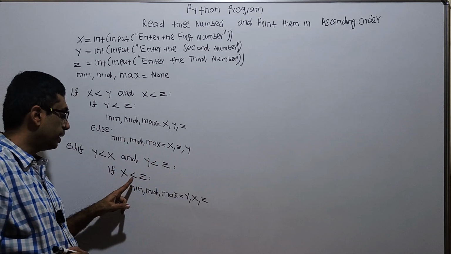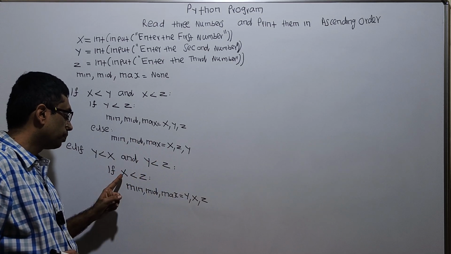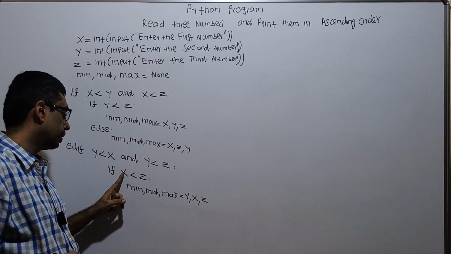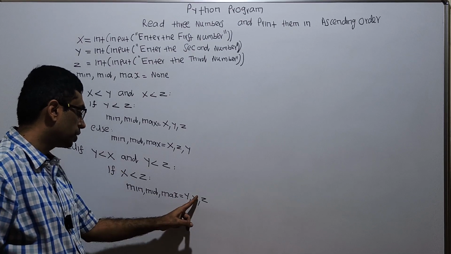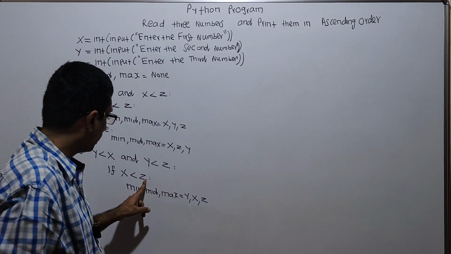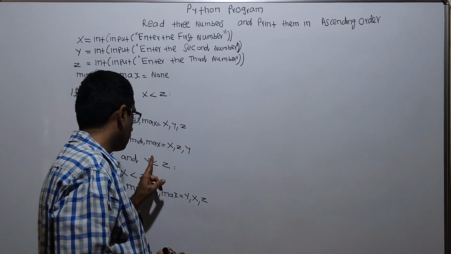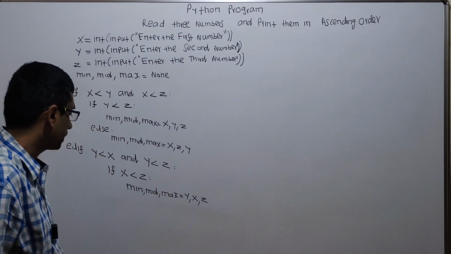Here the condition is true, x is lesser than z. It means x is greater than y and lesser than z. That means x is the mid. So x will be assigned to mid. So z is greater than x and at the same time greater than y. That's why z is assigned to the max.